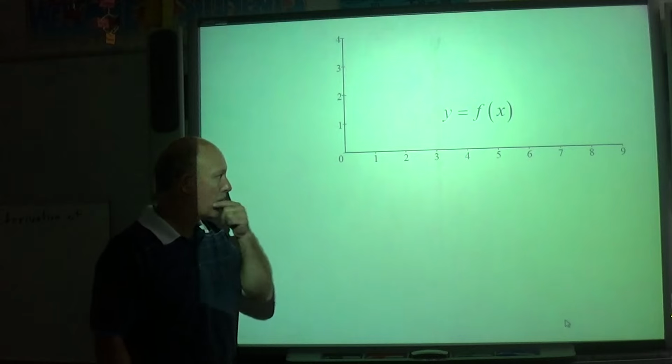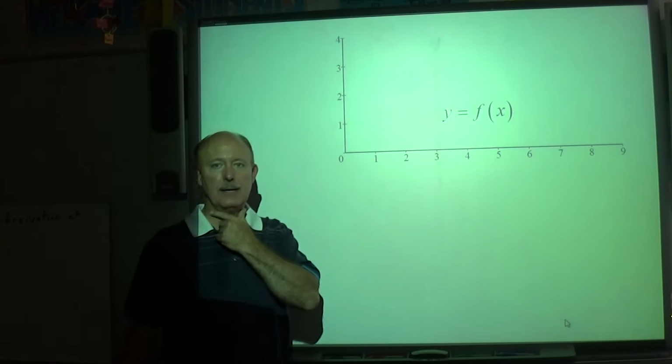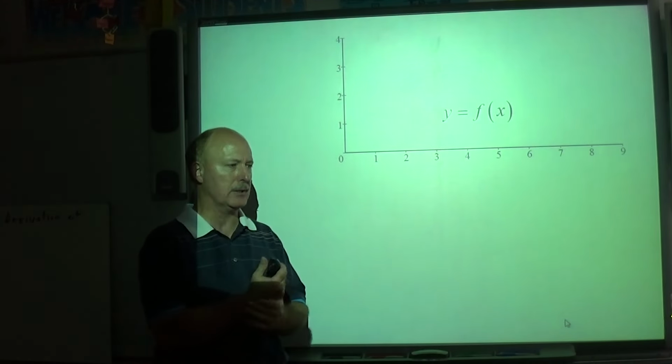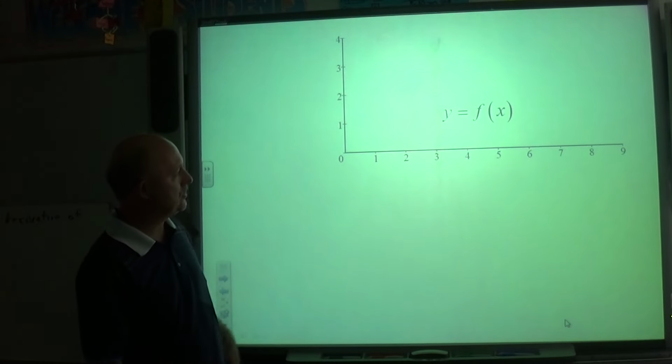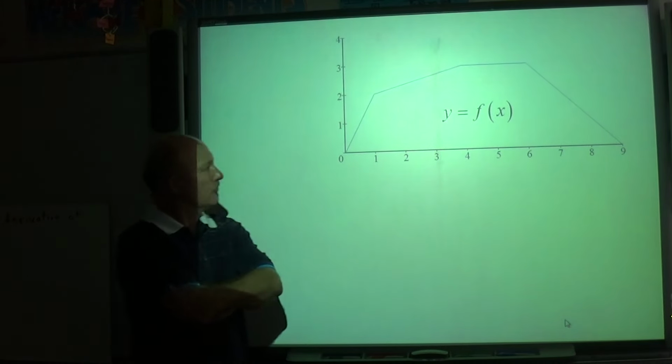All right, let's move on. Now, let's take a look at graphing a derivative. Now, take a look at the graph. Go ahead and sketch our original function. So this is y equals f of x.